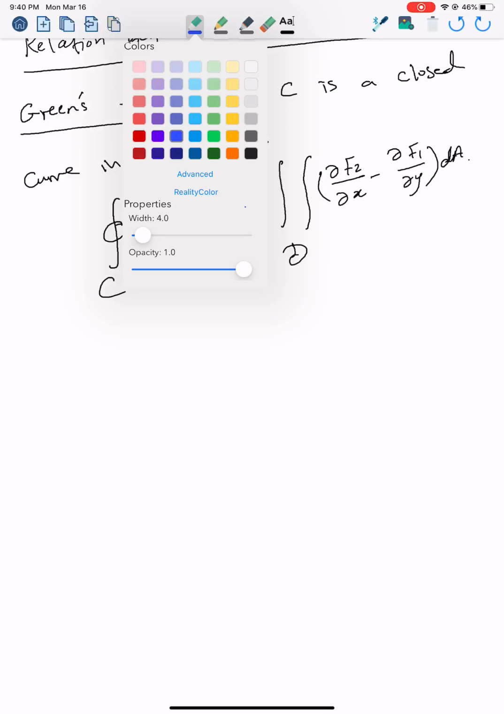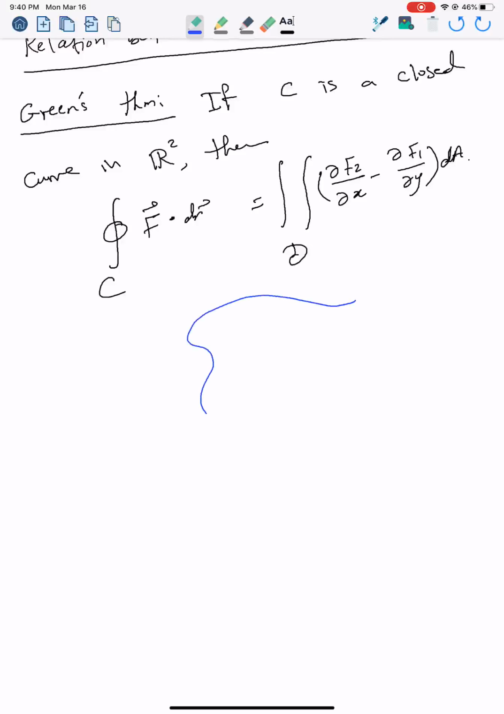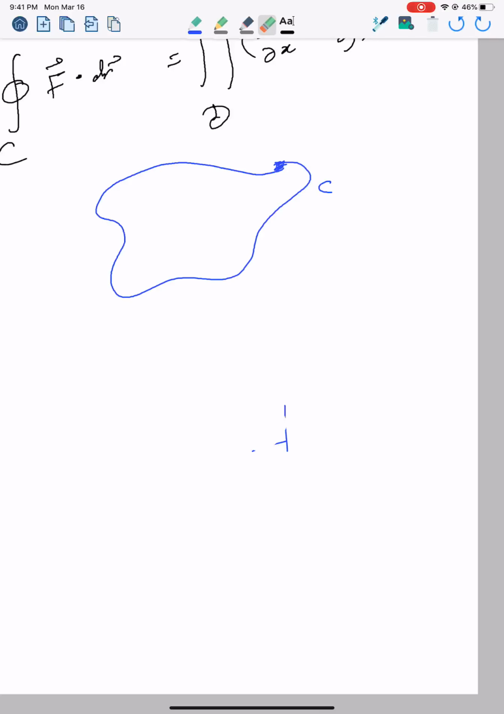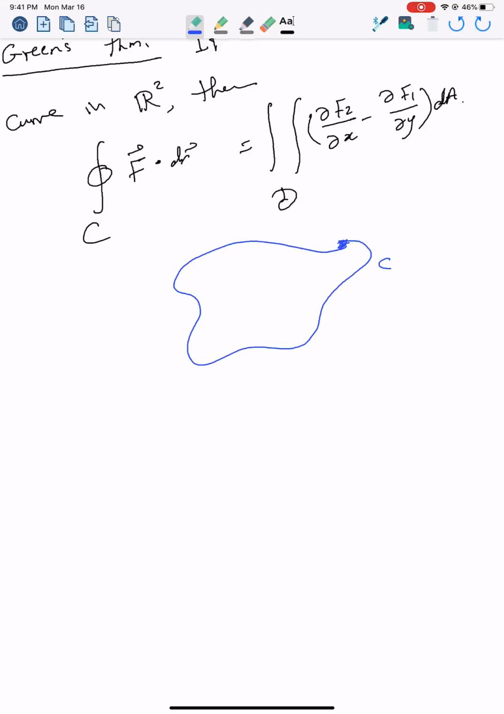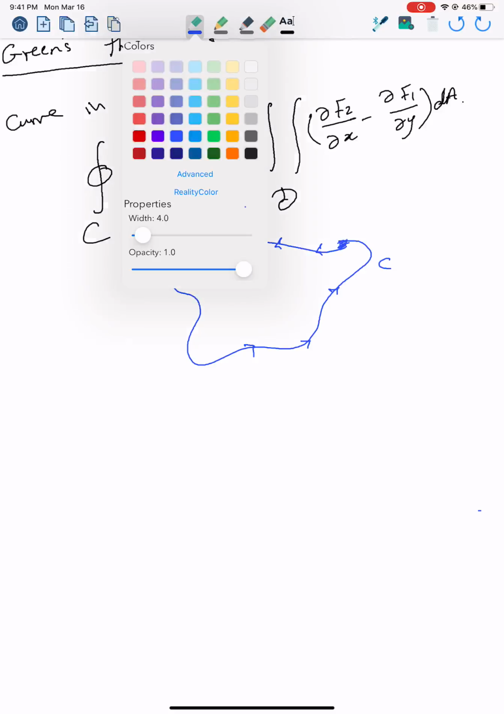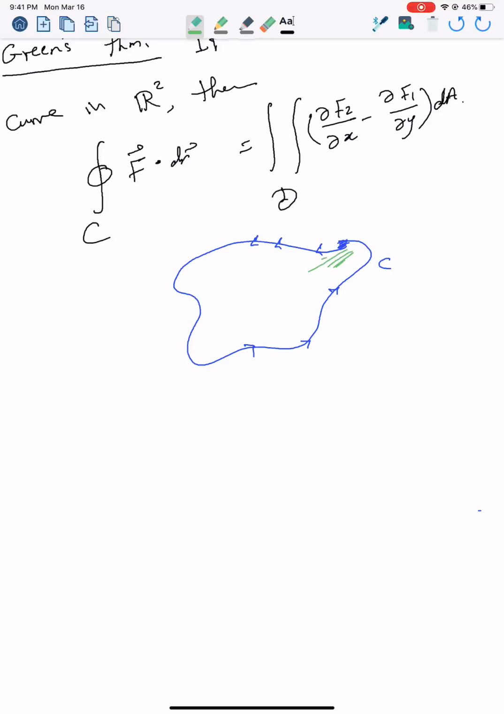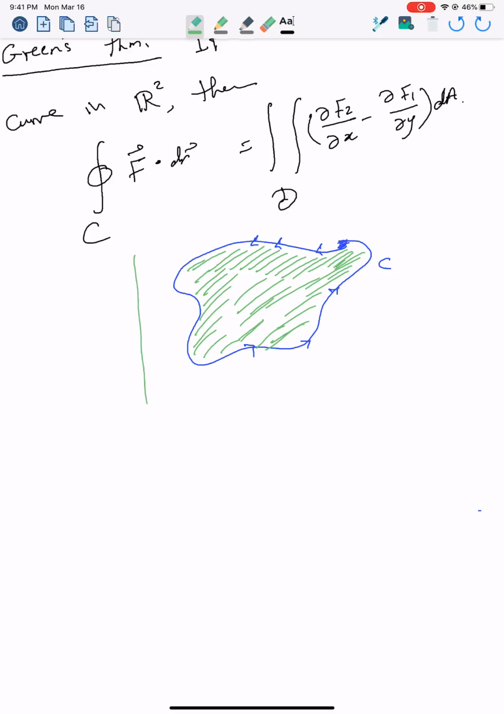So you have a closed curve C. You have the orientation this way. Remember what was the meaning of D? D is the interior of your curve, like this. Now remember, all of this is somewhere in R2. Okay.